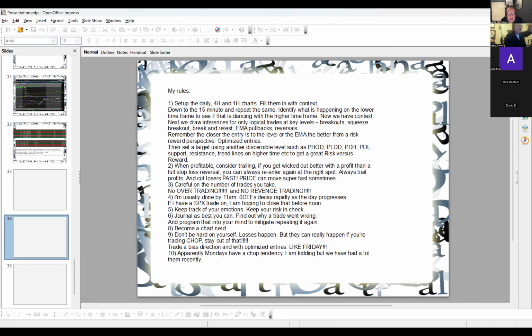So, this is the power of the levels, the 5 to the 15 to the 1 hour to the 4 hour to the daily, they all tell a story. And it's almost like at the high level, you've got a fractal, and at the low level, the micro level, you also have a fractal. And you want everything almost like a jigsaw, you want everything to fit together. And that's easier said than done.